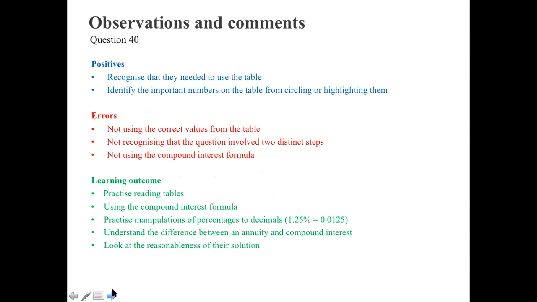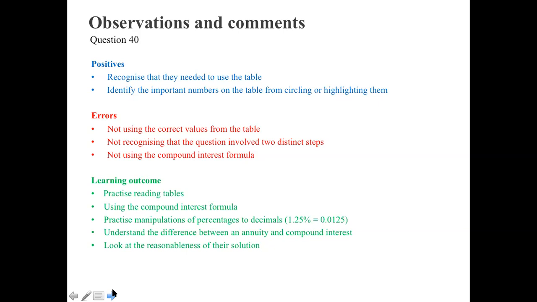However, errors that occurred were, of course, that they would combine the 2 sections and then get the incorrect values, so make sure they keep to the same row or column. And they just didn't recognise it was 2 distinct steps. They didn't recognise the table was for the first part, the annuity, and then the compound interest. Often they would use the table twice: they used the table once, then for the further 2 years, they used that value and used the table again. So that was a common error.